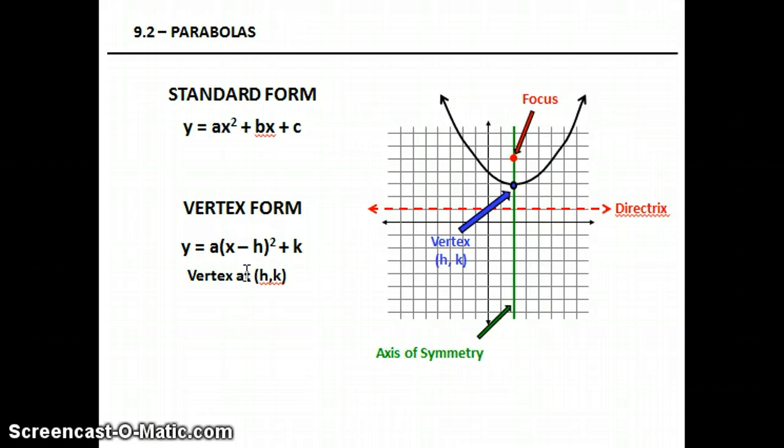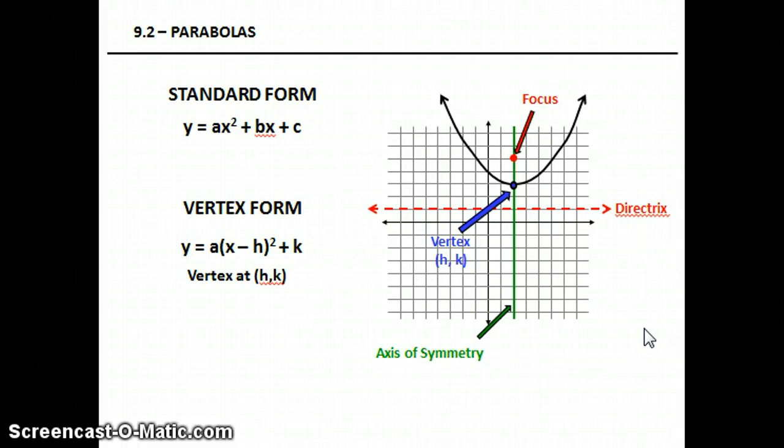In this case, you will notice that the vertex is at (h, k), and it's a positive h, though it's x minus h, so you have to make sure to switch that. And the k over here is positive k. When it was on the other side, it was negative k, so you have to switch that as well if it's on the other side.